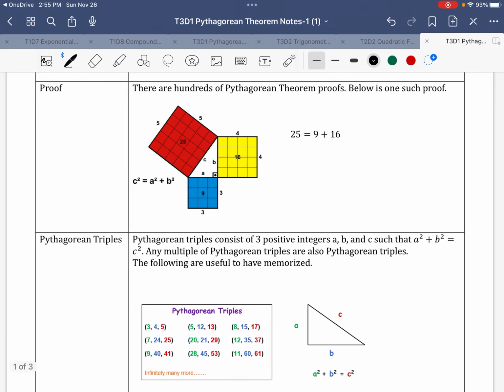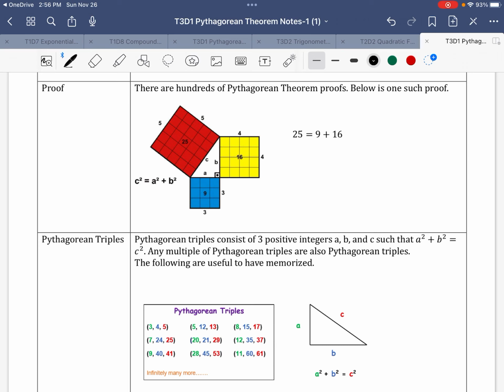Now, what's really cool about the Pythagorean Theorem is that it's something that has been known for a very long time, and there are hundreds of different proofs for the Pythagorean Theorem. One of them is shown below, where you have the right angle and this triangle in the center. You'll see that c is your hypotenuse, and c is equal to 5. You can count 1, 2, 3, 4, 5. That makes up that side. You'll also notice that a has a side length of 3 and b has a side length of 4.